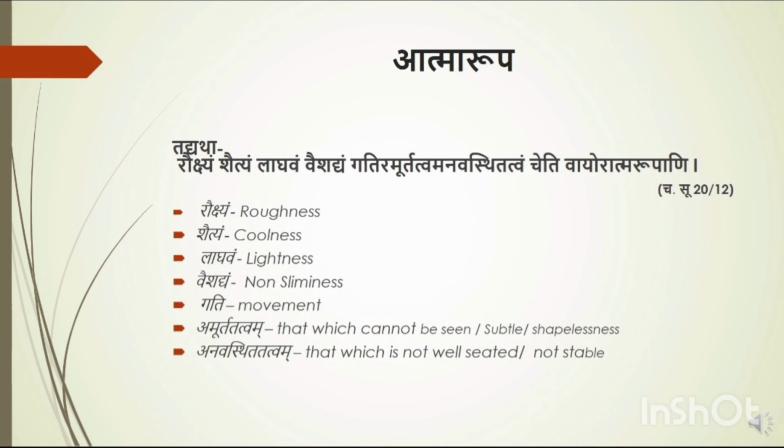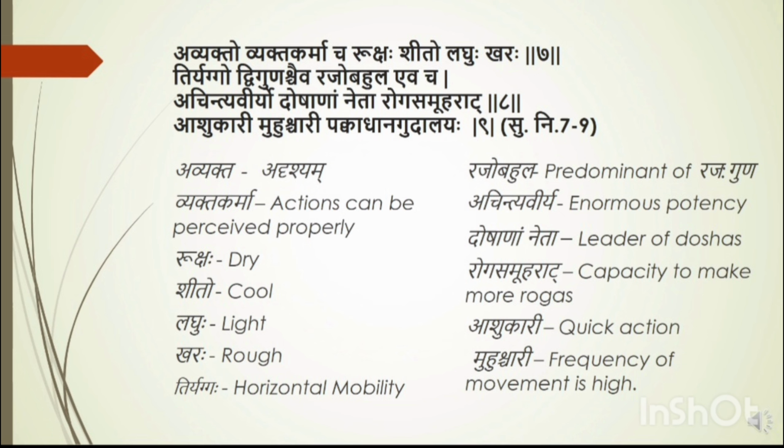So the 2 important things to be remembered in the Atma Rupas of Vata Dosha are Amurtatvam and Anavastithatvam, as you already know the other qualities like Rauksham, Shaityam, Lagavam, Vaishadhyam and Gadi. Okay, so you can repeat the shloka along with me. Tadyada, Rauksham, Shaityam, Lagavam, Vaishadhyam, Gadi, Amurtatvam, Anavastithatvam, Cha iti Vayoho Atmarupani. I hope it's clear. Now according to Sushruta Nidhana, the shloka goes like this.